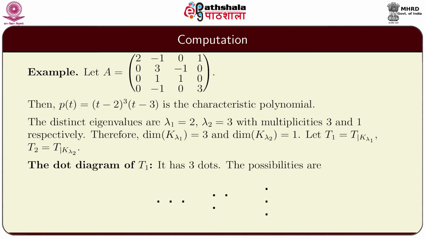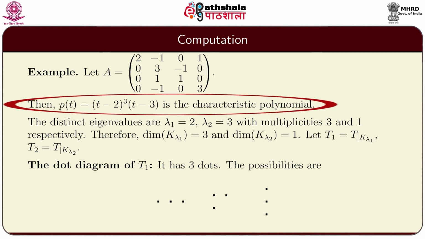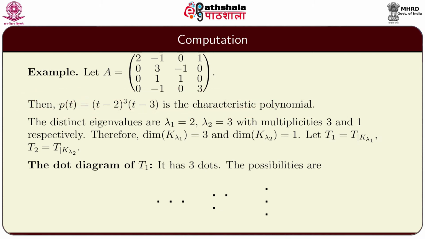Now, let us understand this method with the help of some concrete examples. To begin with, take A to be this 4 cross 4 matrix given by 2, minus 1, 0, 1 in the first row, 0, 3, minus 1, 0 in the second row, 0, 1, 1, 0 in the third row and 0, minus 1, 0, 3 in the fourth row. Then P(t) given by (t minus 2) whole cube times (t minus 3) is the characteristic polynomial.